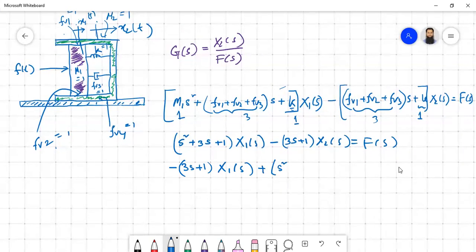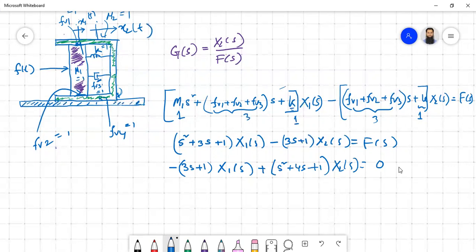How many viscous dampers do we have? Previously we had 3. So 1 here, 1 here, another here, and also this one. As well as with this reference surface, we have another here. So 4 viscous components, so basically 4s, and then one spring, so plus 1. Then you have X2(s) equal to, there is no force. So this is your equation for this corresponding system.